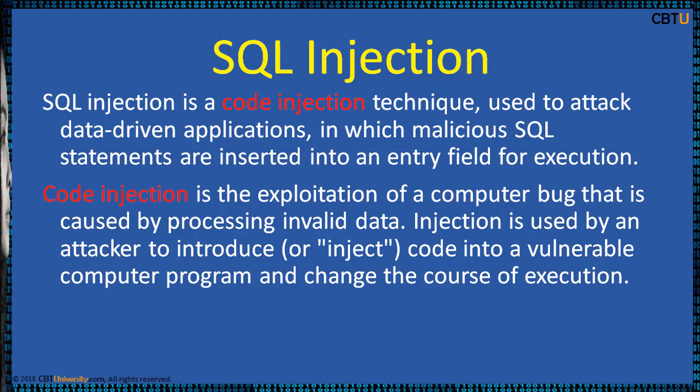Code injection is the exploitation of a computer bug that is caused by processing invalid data. Injection is used by an attacker to introduce code into a vulnerable computer program and change the course of its execution. The result of successful code injection can be disastrous. Code injection is popular in system hacking and cracking to gain information, privilege escalation, or unauthorized access to a system.